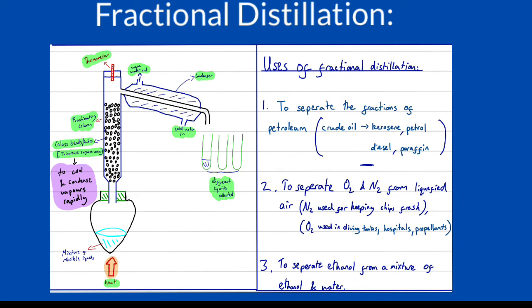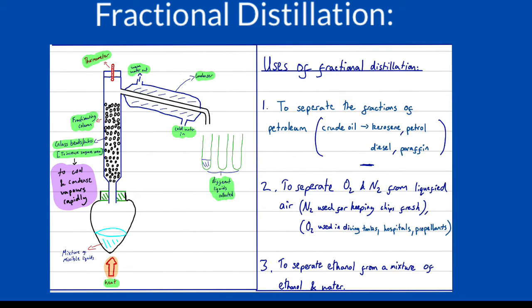There are glass beads, as you can see in the diagram, in the fractionating column. The glass beads present in the fractionating column provide a large surface area for the hot vapors to cool and condense rapidly, aiding the condenser in bringing the vapors back into liquid form in time.